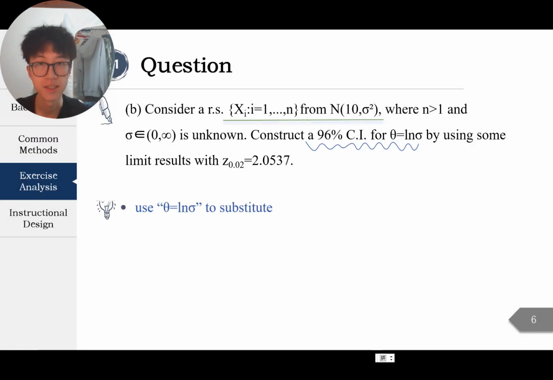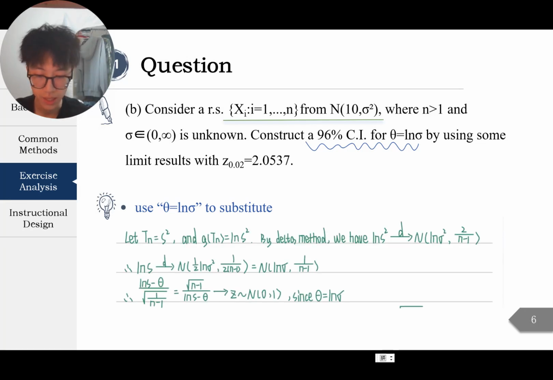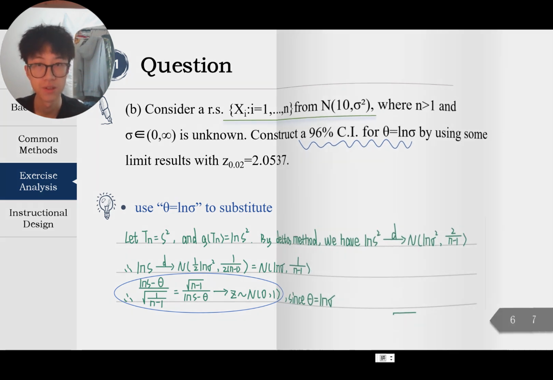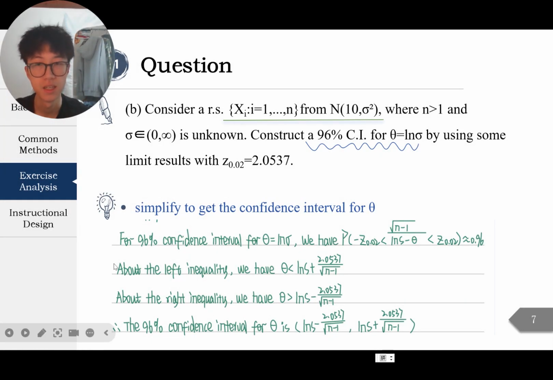Then, by using the delta method, we can obtain a random variable containing the parameter theta that obeys a standard normal distribution like this, whereupon the confidence interval for theta can be obtained by simplifying the interval like this, simplifying both sides of the inequality separately, and we can get the 96% confidence interval for theta.